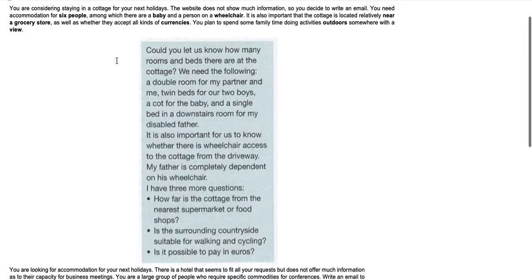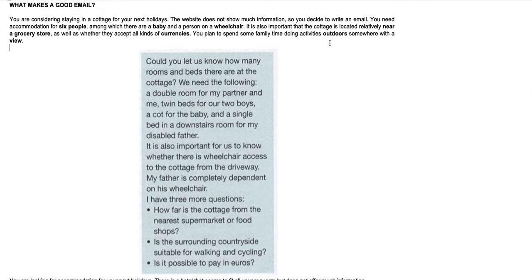The student wrote, "Could you let us know how many rooms and beds there are at the cottage? We need the following: a double room for my partner and me, twin beds for our 2 boys, a cot for the baby, and a single bed in a downstairs room for my disabled father. It is also important for us to know whether there is wheelchair access to the cottage from the driveway. My father is completely dependent on his wheelchair. I have 3 more questions. How far is the cottage from the nearest supermarket or food shops? Is the surrounding countryside suitable for walking and cycling? Is it possible to pay in euros?" Okay, so this is what the student did.